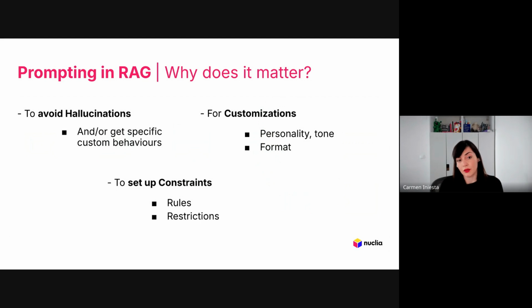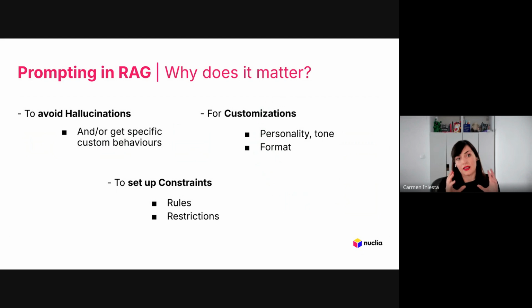Also, to set up constraints. There are rules and restrictions that you may want for your specific use case, and this is where you need to work on them. For example, I don't want these kinds of words to be mentioned in my answer. If the topic is this, just say, I cannot talk about this, I cannot mention this. And for customizations, personality, tone, you may want your assistant to be in the same style as your general company communication. And also the format. Imagine you always want your answer to be in bullet points, or very descriptive, or very friendly.